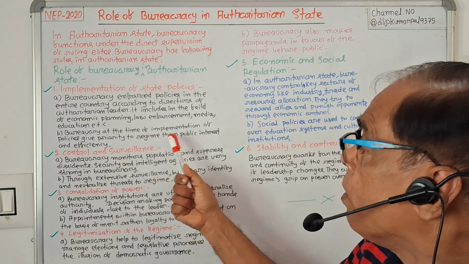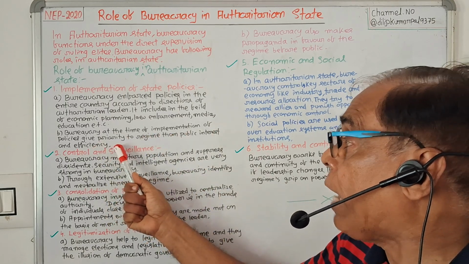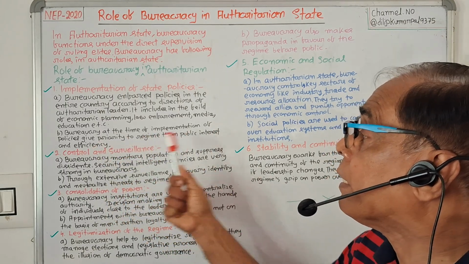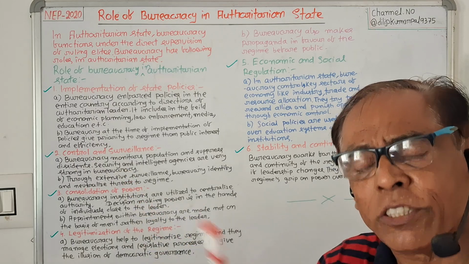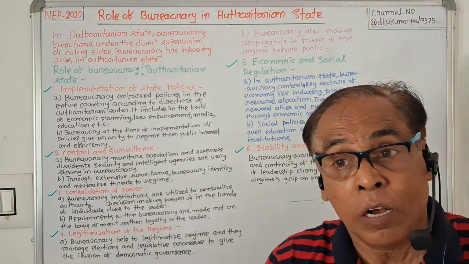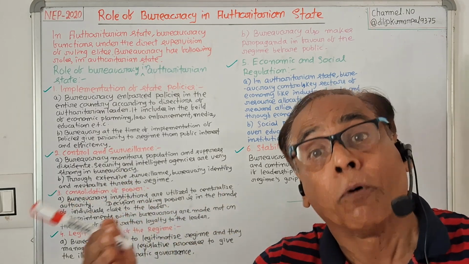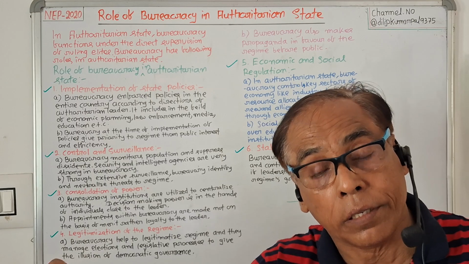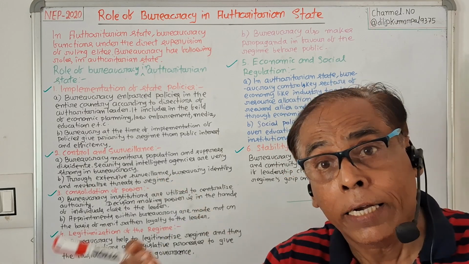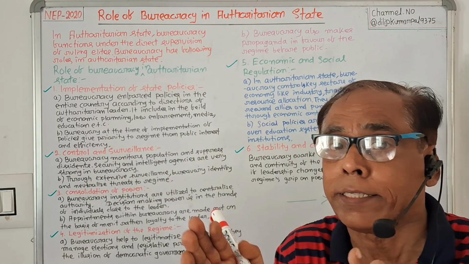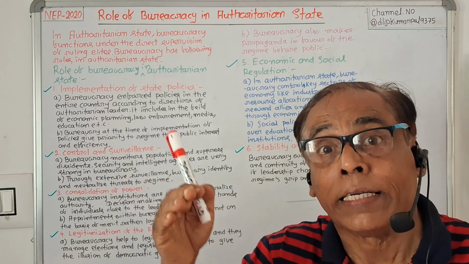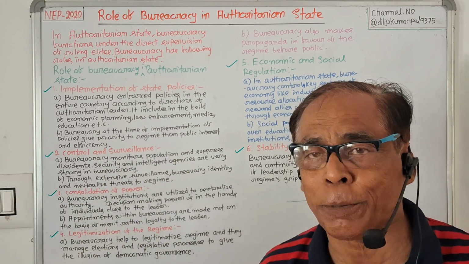The second function of bureaucracy in authoritarian state under implementation of state policy is that bureaucracy, at the time of implementation of policy, gives priority to the regime, then public interest and efficiency. While it enforces the policies in the state, it gives priority to the regime's interest rather than the interest of the public and efficiency.